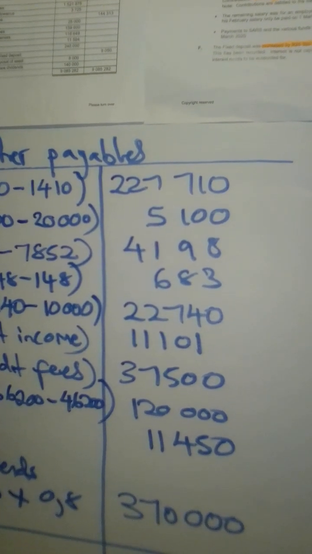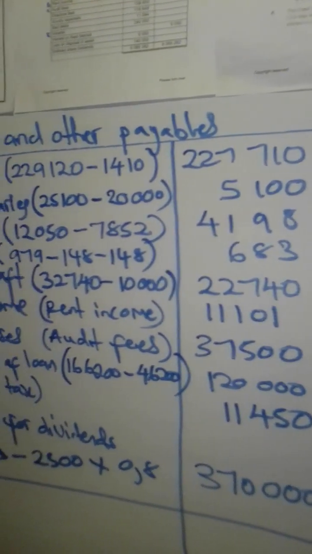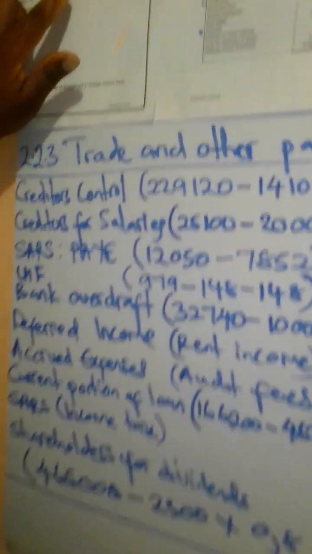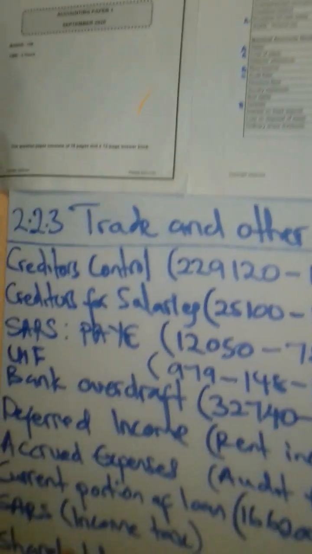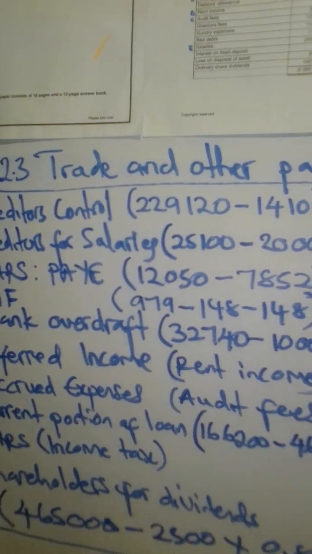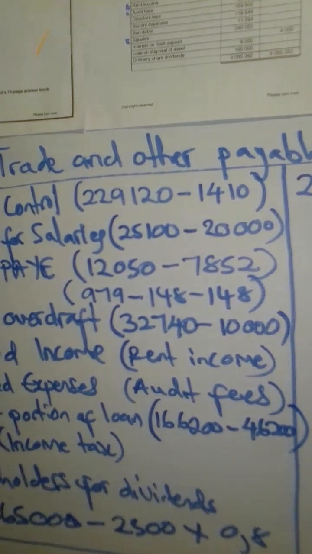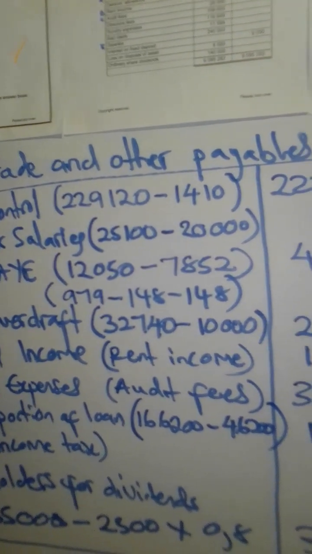So finally, we've come to the end of this question number 2 from the accounting paper 1, September 2020, Northwest Province. These are all the calculations that you are supposed to do when you are looking at question number 2, which deals with the income statement and the notes to the financial statements.